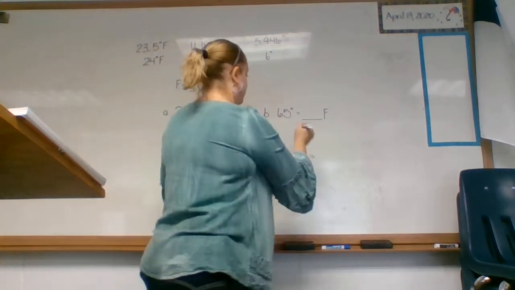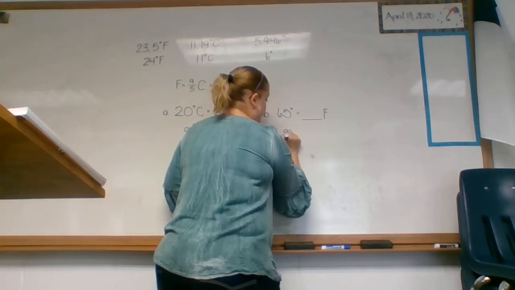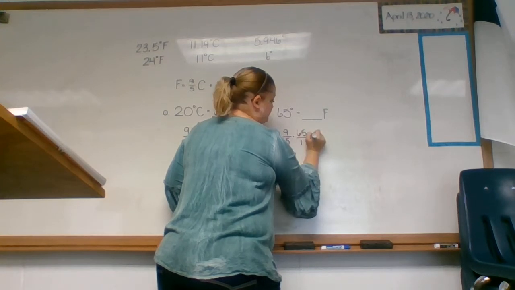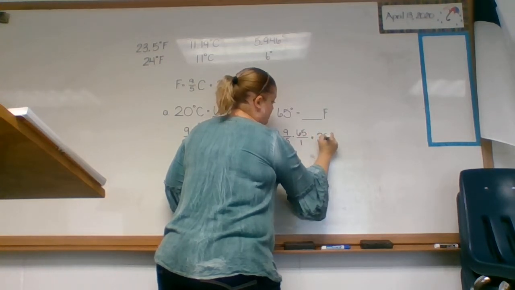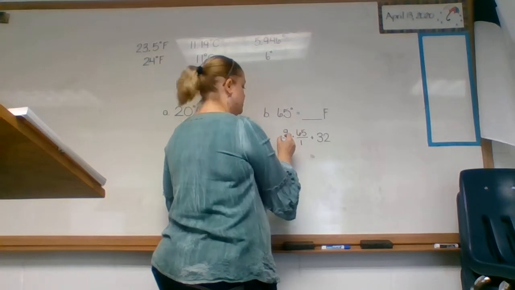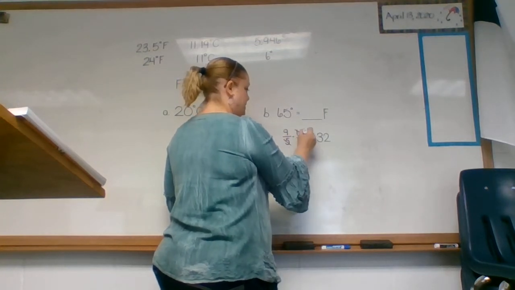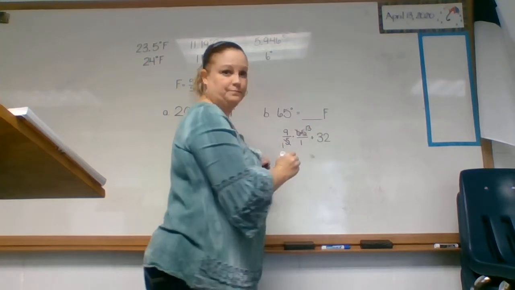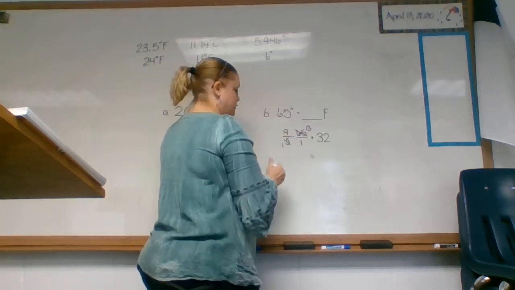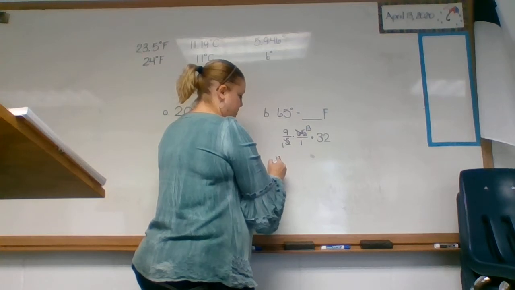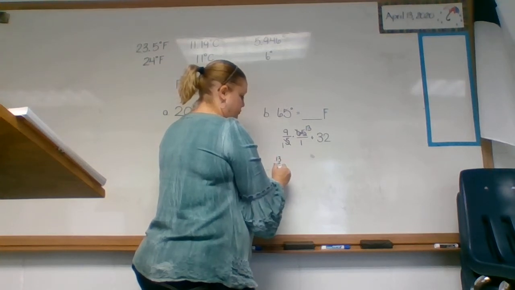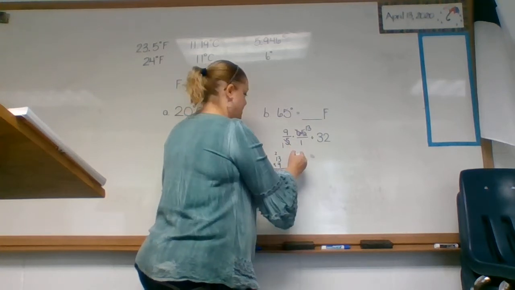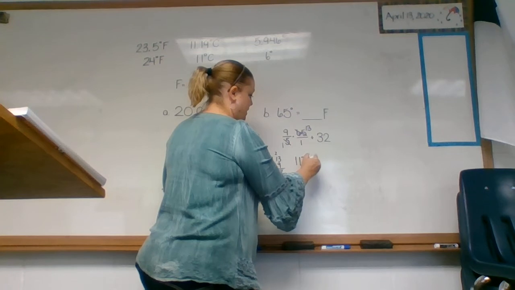65 degrees, we're going to plug that into our formula. 9/5 times 65 over 1 plus 32. So again, take care of this first. Cross cancel, because we can divide them both by 5. 65 divided by 5 gets us 13. Now we do 9 times 13, and if you have to write it out, that's fine. Okay. If you don't, great. But we get 117.